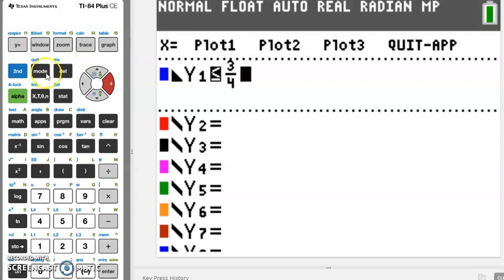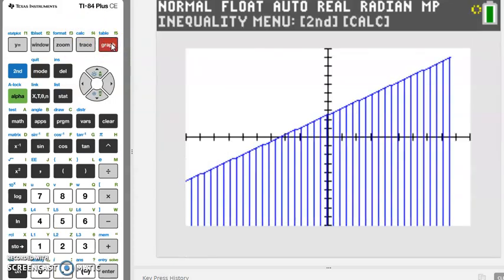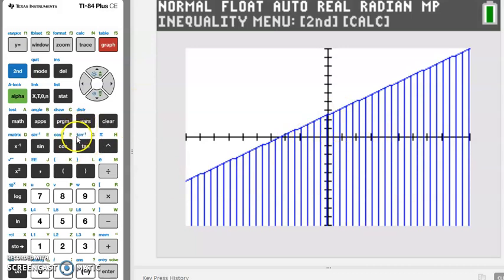My variable is over here. It's in the second column, third row, it's the X,T,theta,n key. That'll be my variable x. And then I'm going to add 2.5. And then I'm going to hit graph. Graph up in the top right hand corner, and it graphs the inequality for you. Isn't that beautiful? Okay? So all your solutions are in here. All right? So we'll do that now on the Desmos program.